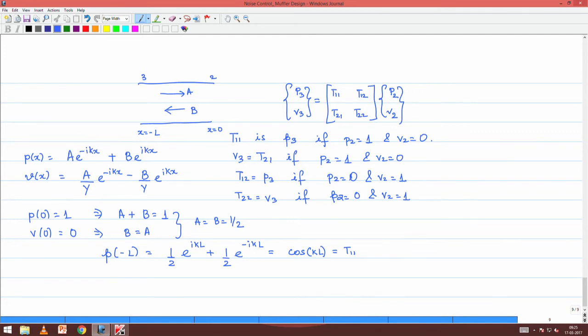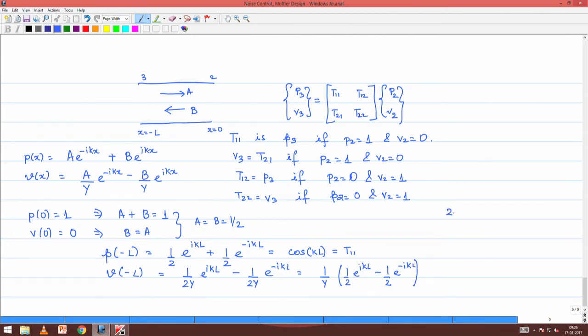Coming to next, we need to find T21, which is the value of velocity at station 3. So, velocity at station 3 is V at minus L, which is given by 1 by 2 y e to the power I k L minus 1 by 2 y B e to the power minus I k L. So, that would read as 1 by y, 1 by 2 e to the power I k L minus 1 by 2 e to the power minus I k L, right.